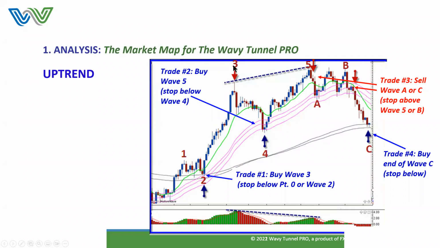We label this the wave 3. And then this is a wave 4, and this is trade number 2, buy for the wave 5 up. And then we have the wave A, the wave B, and we sell for the wave C down. And this is our trade number 4, buying the end of the wave C with a stop below.